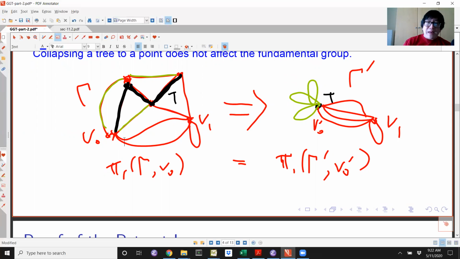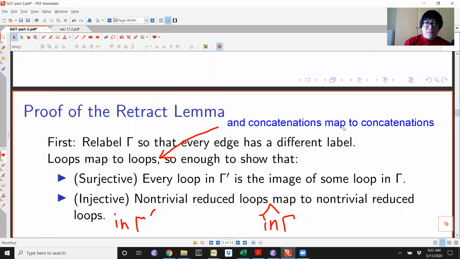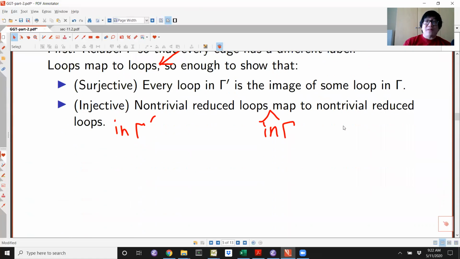A loop over here will map to maybe a less interesting loop over here. A loop over here will map to a less interesting loop in gamma prime, but it will still map to a loop. And if I do one path over here followed by something else, that will produce the same effect over there. So it really is a homomorphism. Now we have to check that this homomorphism is surjective and injective. This is math 221: we have a homomorphism, you want to verify that it's surjective, and that it's injective. Is everybody good on the goal?